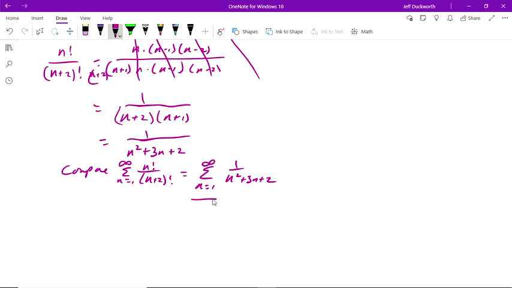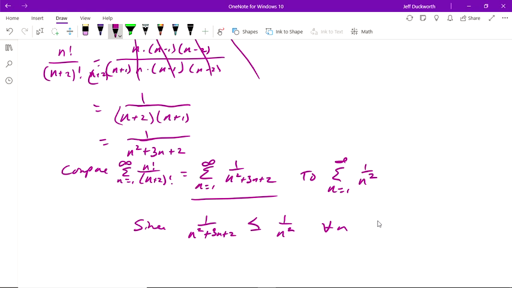We'll compare this to a known value of a p-series, so 1 over n squared. So how does n squared plus 3n plus 2 relate to n squared? Well, even starting with 1, we're going to have a larger value in the denominator, so this is going to be a smaller value. So since 1 over n squared plus 3n plus 2 is always less than or equal to 1 over n squared, and that's for all n, all right, doesn't matter what integer n we choose for that.